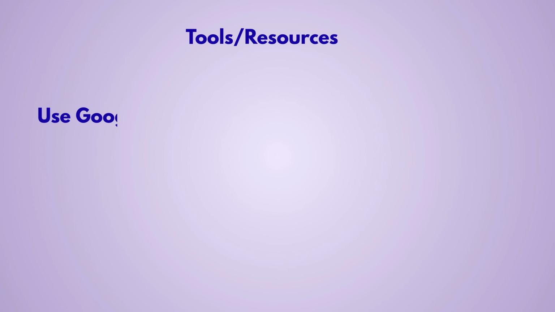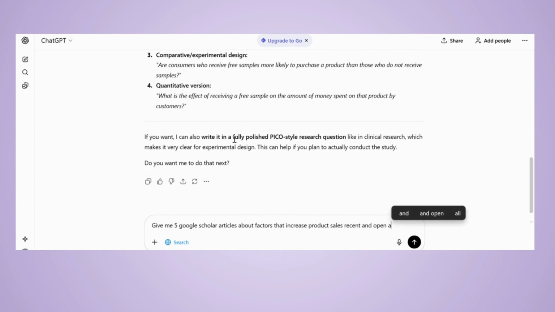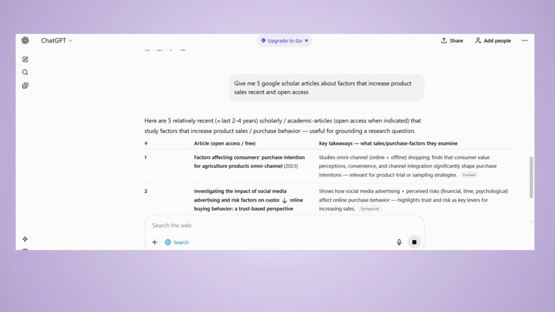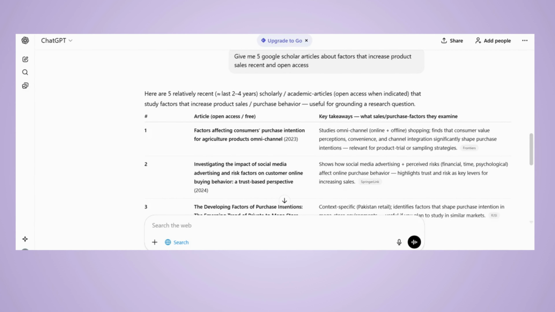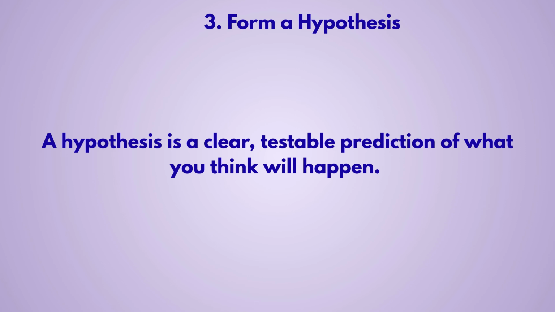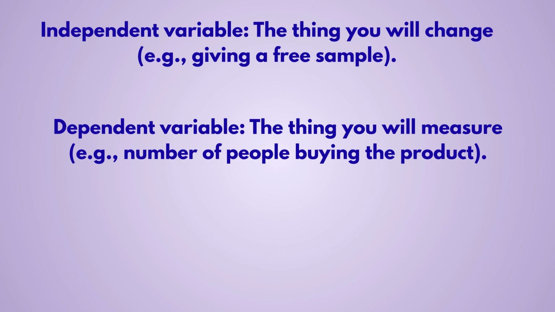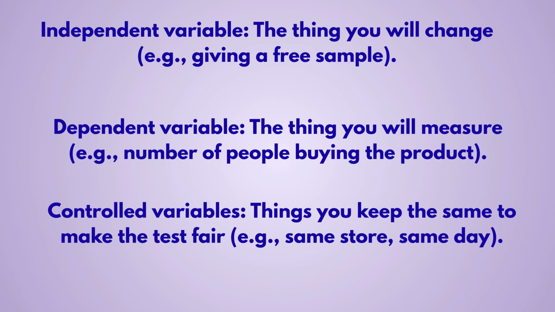Tools and resources. Use Google Scholar, research databases, or online libraries. ChatGPT can help summarize articles or give lists of scholarly sources. Ask, give me 5 Google Scholar articles about factors that increase product sales. 3. Form a hypothesis. A hypothesis is a clear, testable prediction of what you think will happen. It has variables: independent variable, the thing you will change like giving a free sample; dependent variable, the thing you will measure like number of people buying the product; controlled variables, things you keep the same to make the test fair like same store, same day.